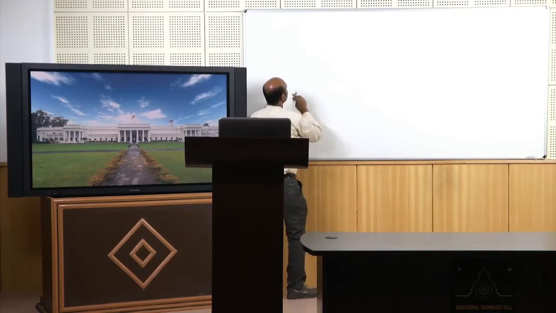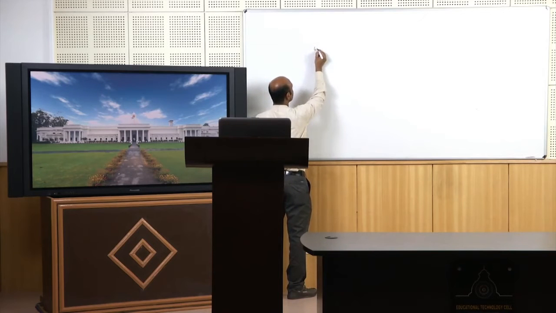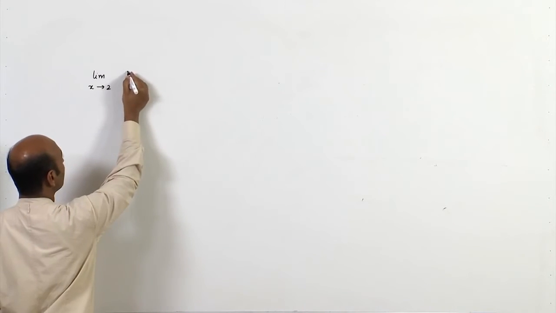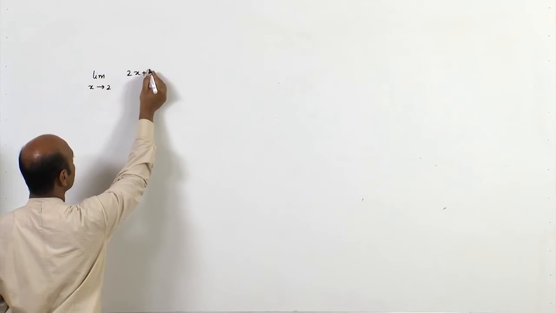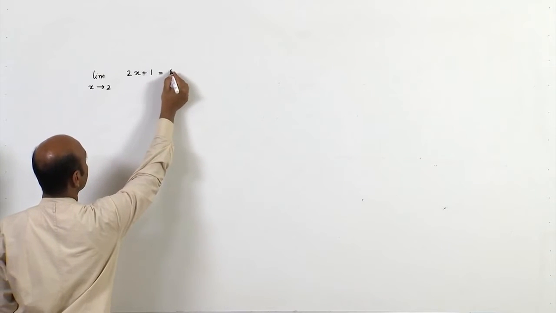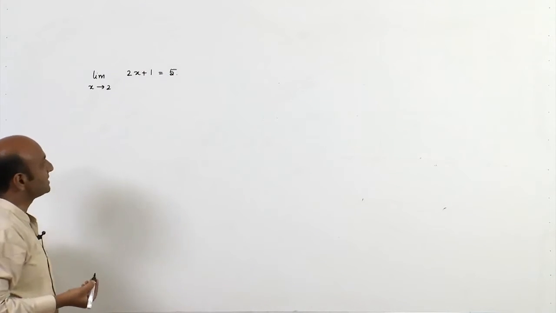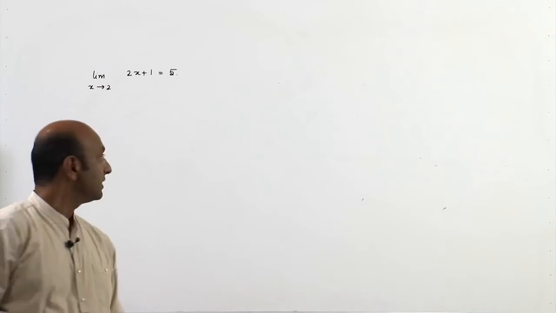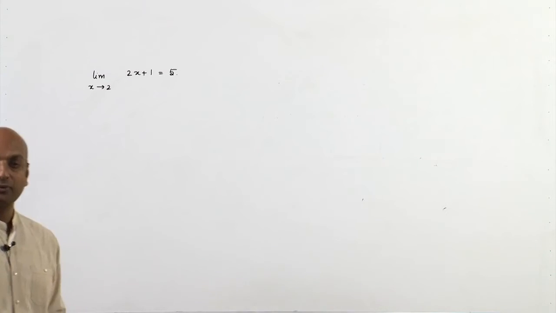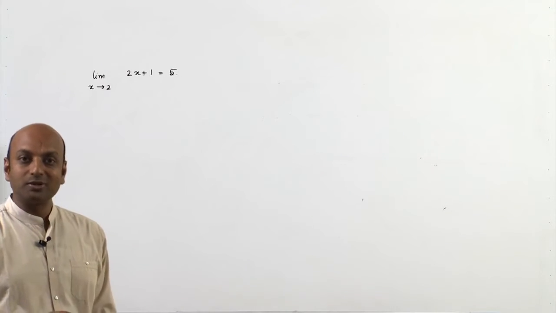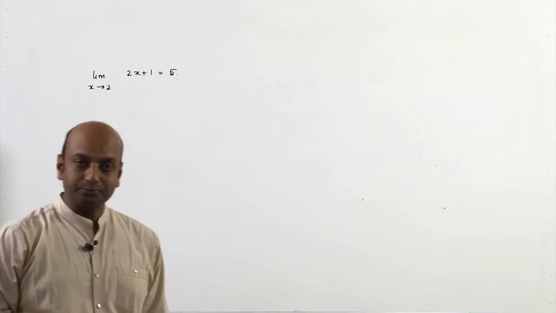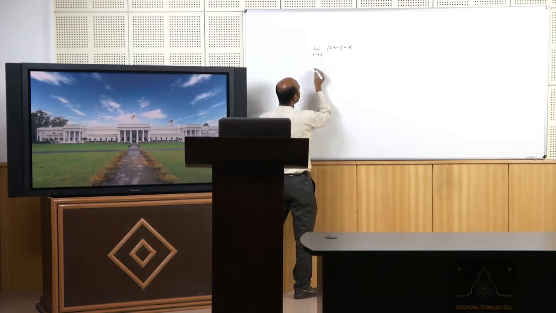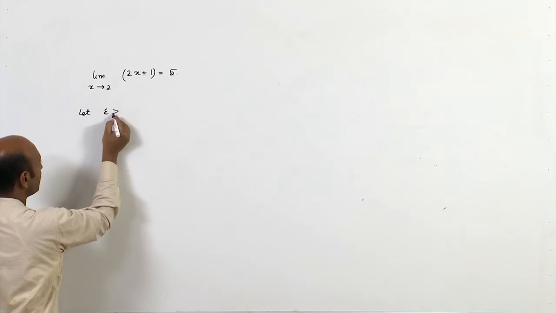Now, let us first discuss a few examples based on this. For example, limit x tending to 2 of 2x plus 1 is equal to 5. This is very simple. One can easily see that the limit of this simple function 2x plus 1 as x tends to 2 is 5. How can we prove this using the delta epsilon definition? So, let us see how we can prove it. So let epsilon greater than 0 be given.